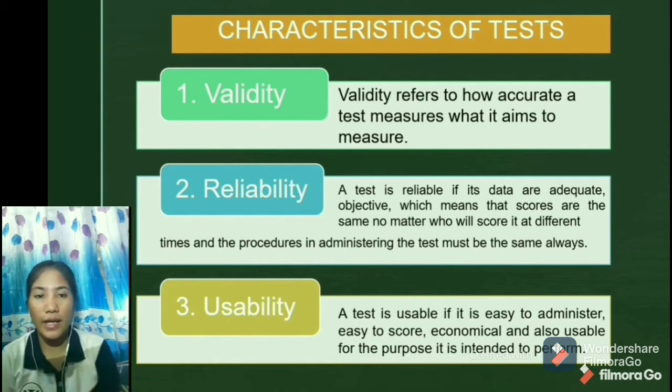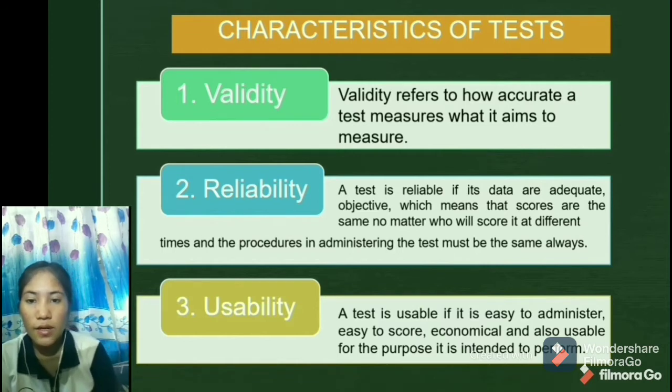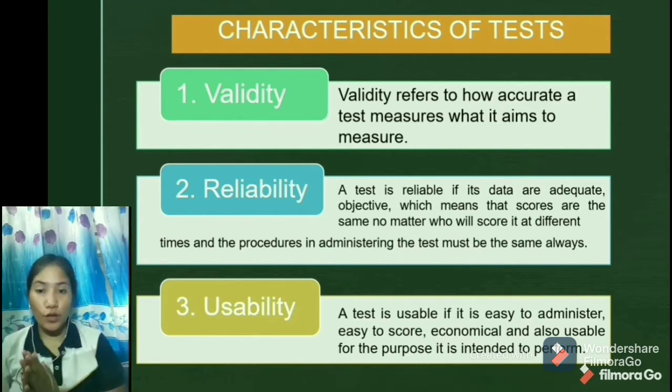A test is reliable if its data are adequate and objective, which means that scores are the same no matter who scores it at different times, and the procedure in administering the test must always be the same. In short, reliability is all about the consistency of a measure.